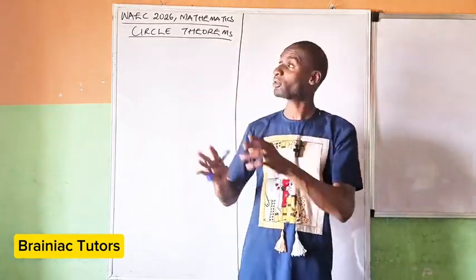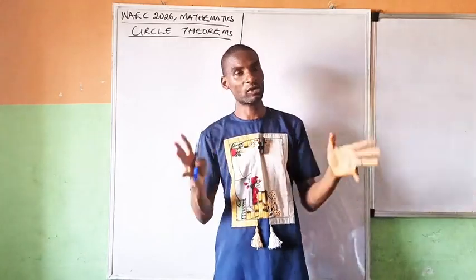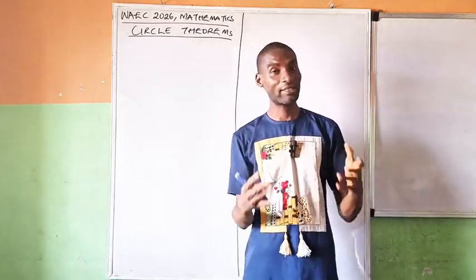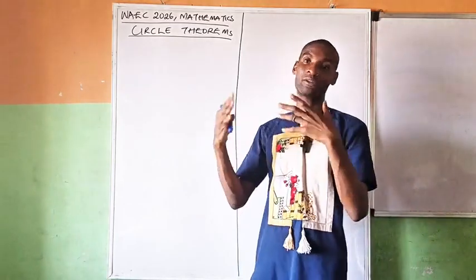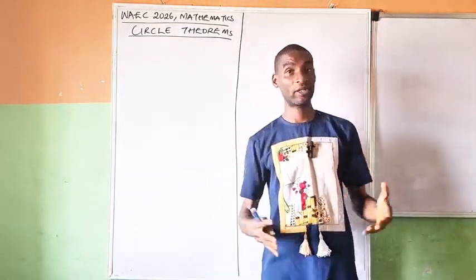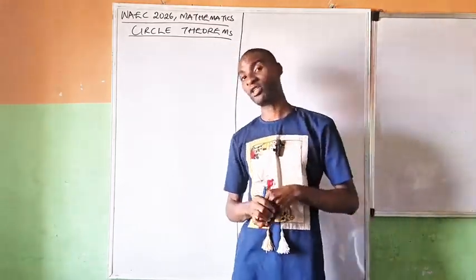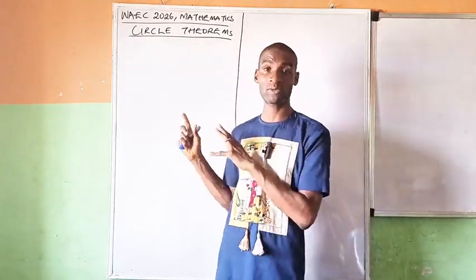Today I'll be talking about circle theorems. In the first part of this video, I've discussed the first aspect of circle geometry, how you can identify your segment, the chord, the arc, the sector, how to find the length of an arc, how to find the area of a sector. I've simplified everything. If you have not seen the video, I'll drop the link in the description to this video. But today I'll be talking about the circle theorems.